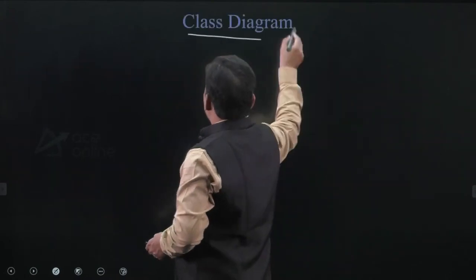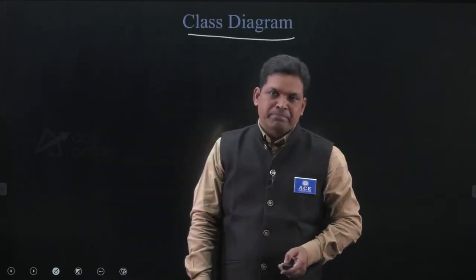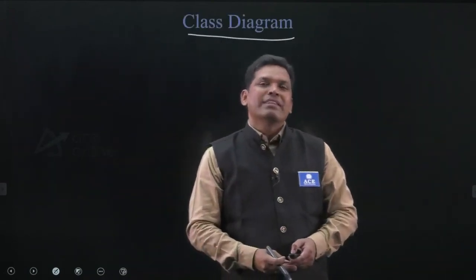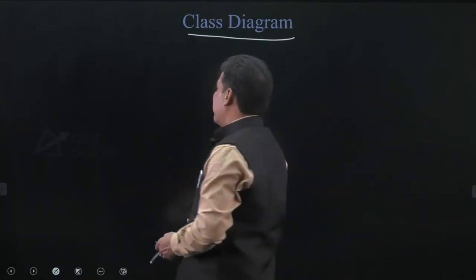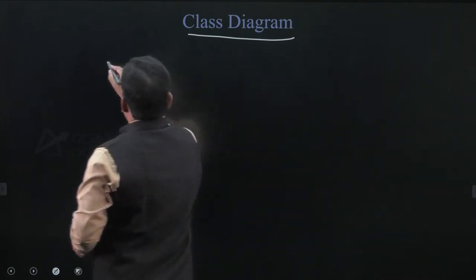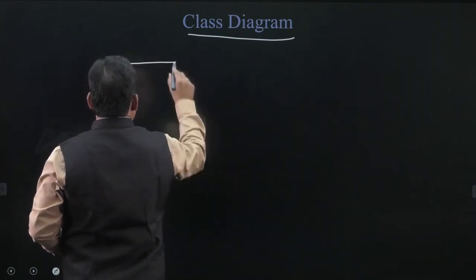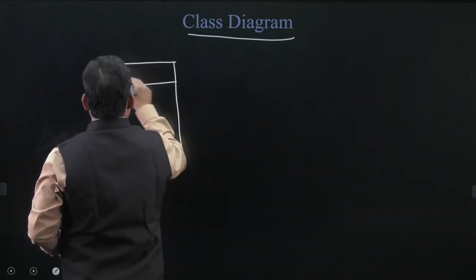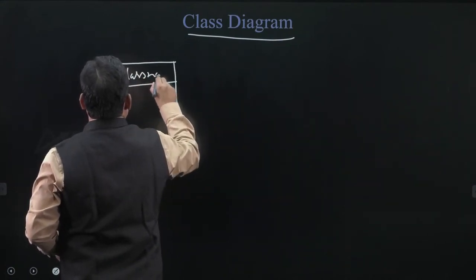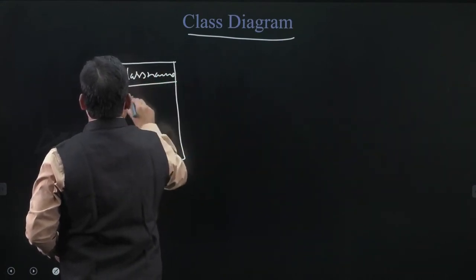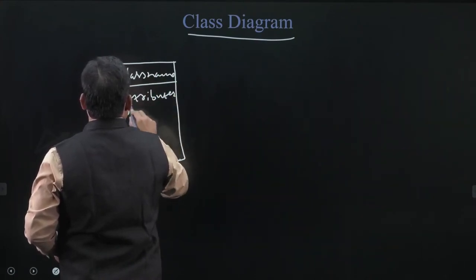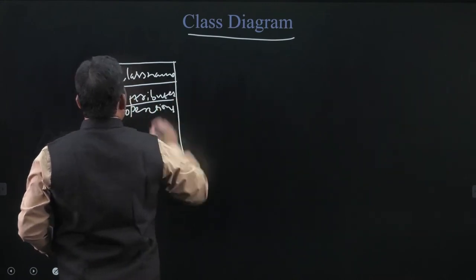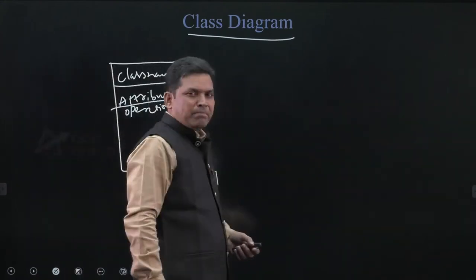Briefly, we will discuss the class diagram. What's the importance of the class diagram? Class diagrams are used for modeling the static view of a software system. Any class consists of three compartments. What are those three compartments? Class name, attributes and operations.